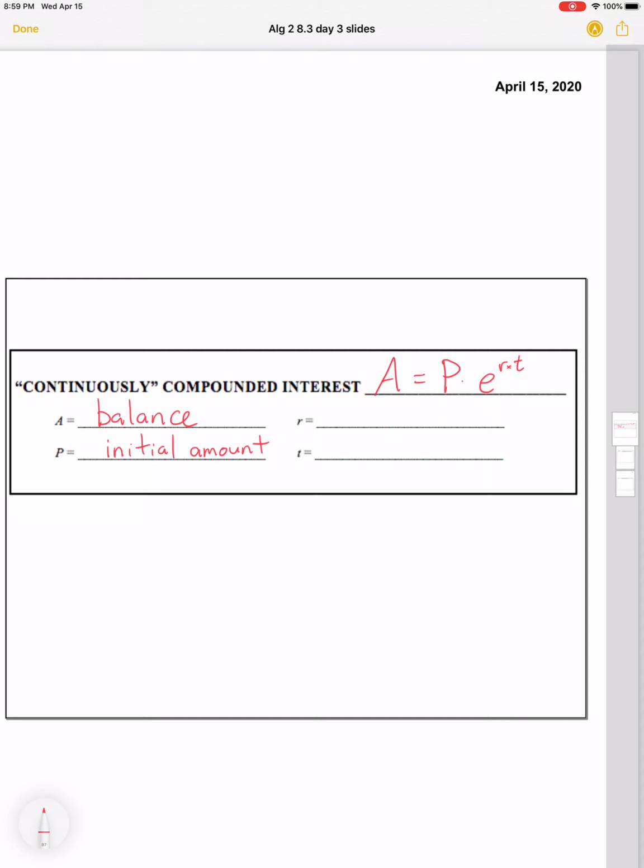The r is the interest rate, and this is always a percent changed into a decimal. Okay, it's going to be given as a percent. You want to change it to a decimal. And then t is the time in years.